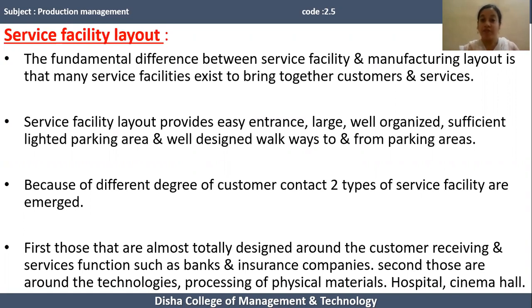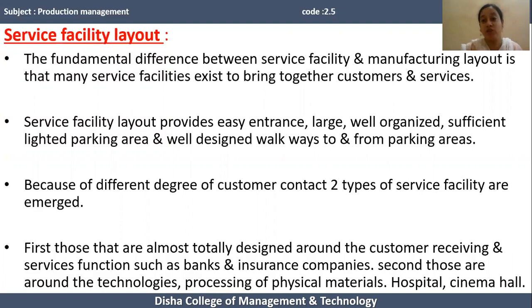Whatever we discussed till now is related to manufacturing organizations, where the production manager has to arrange everything in a sequential and systematic manner, so that the firm can produce more goods in less time. But a service providing organization is also required to select a particular type of layout, so that they can arrange everything in a sequential manner and serve their customers in a better way.